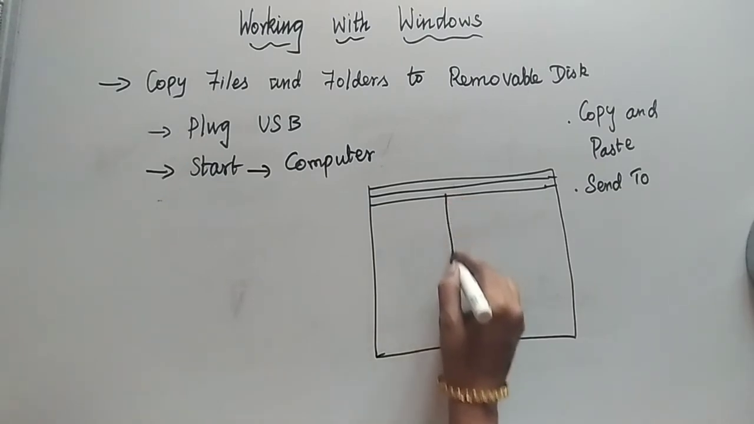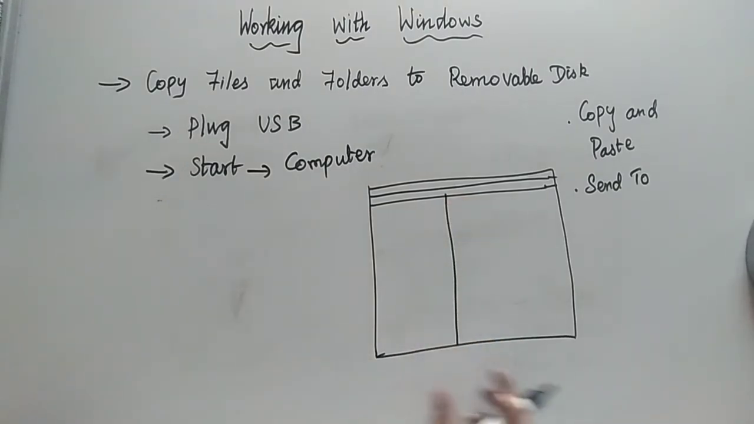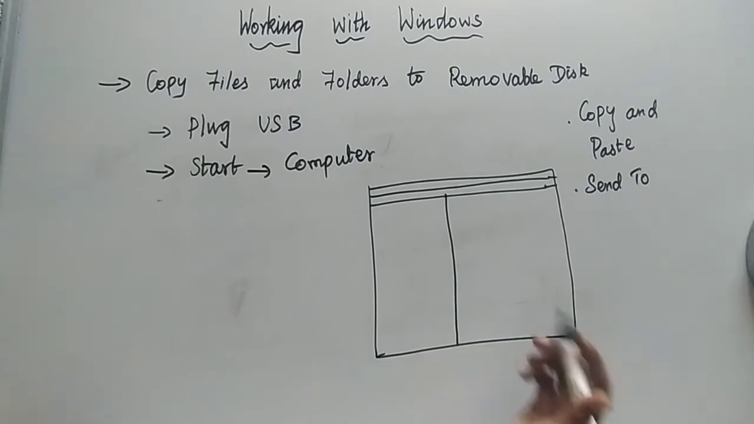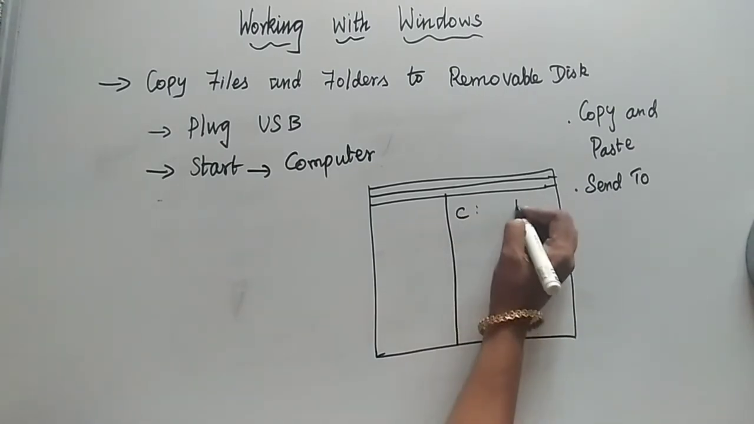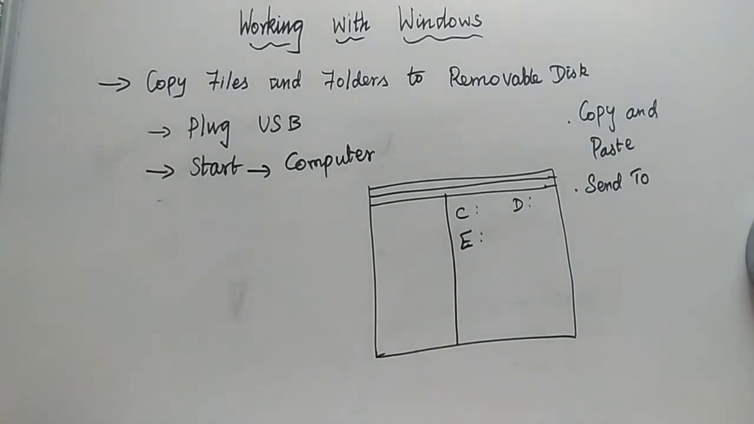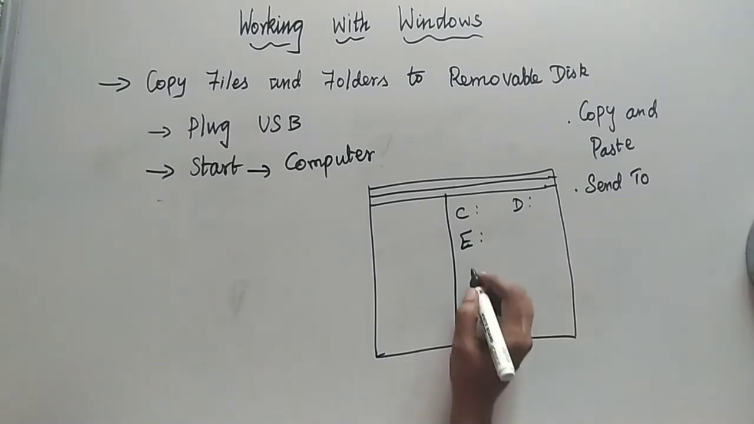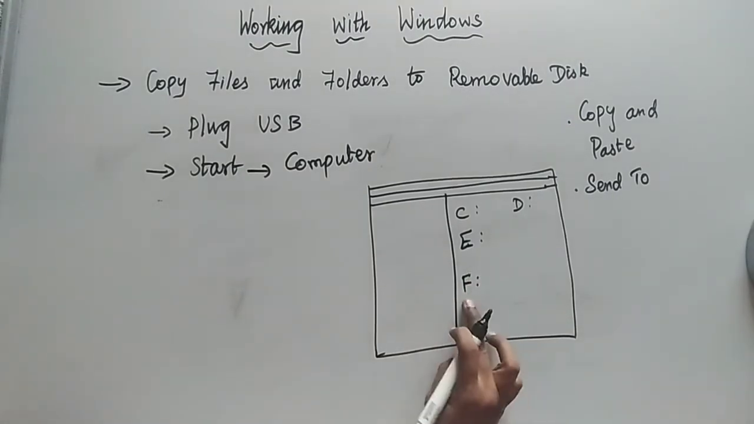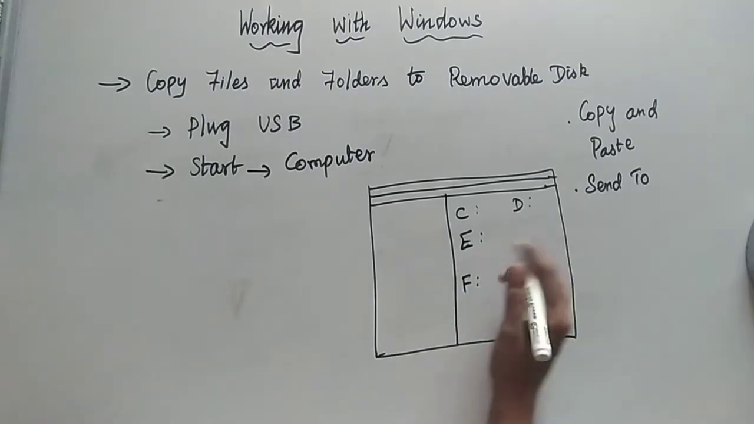Next you will have two panes. This side is your left pane, and this is your right pane. In the right pane, the drives that are available in your computer will be displayed for you. If your computer has C colon, D colon, E colon, all of those will be displayed. The display of drives depends on the computer setup you have. Now you can see the removable disk as F colon.